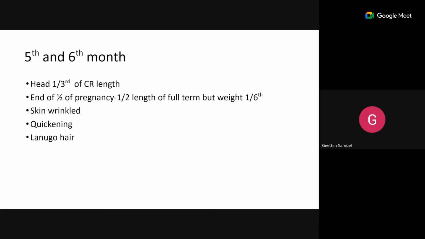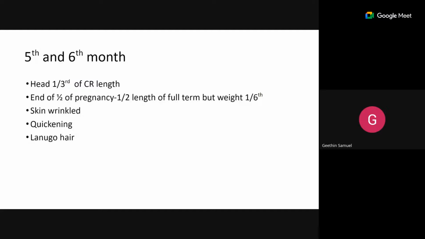that. The skin is wrinkled. Why is the skin wrinkled? Because the connective tissue underlying the skin is not that much developed. So there is wrinkling of skin. That is an indication of a preterm baby. Then in the 5th month, the mother will be able to feel the fetal movement. That is called quickening.